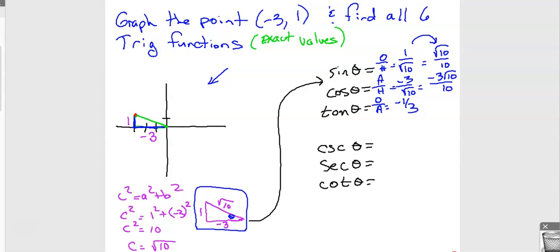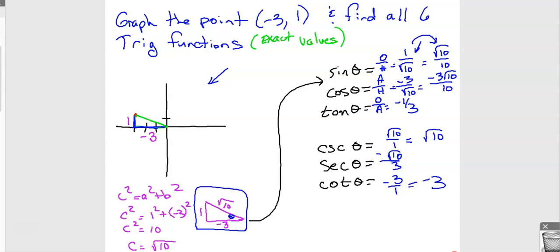And then the reciprocals of those, so cosecant, secant, and cotangent, are just the reciprocals. So if I take the reciprocal of sine, this would just be square root of 10 over 1, or just square root of 10. Notice I looked at this step and I flipped it. For the secant, I'm just going to flip the cosine, so that would be negative square root of 10 over 3. And the cotangent would be -3 over 1, or just -3.